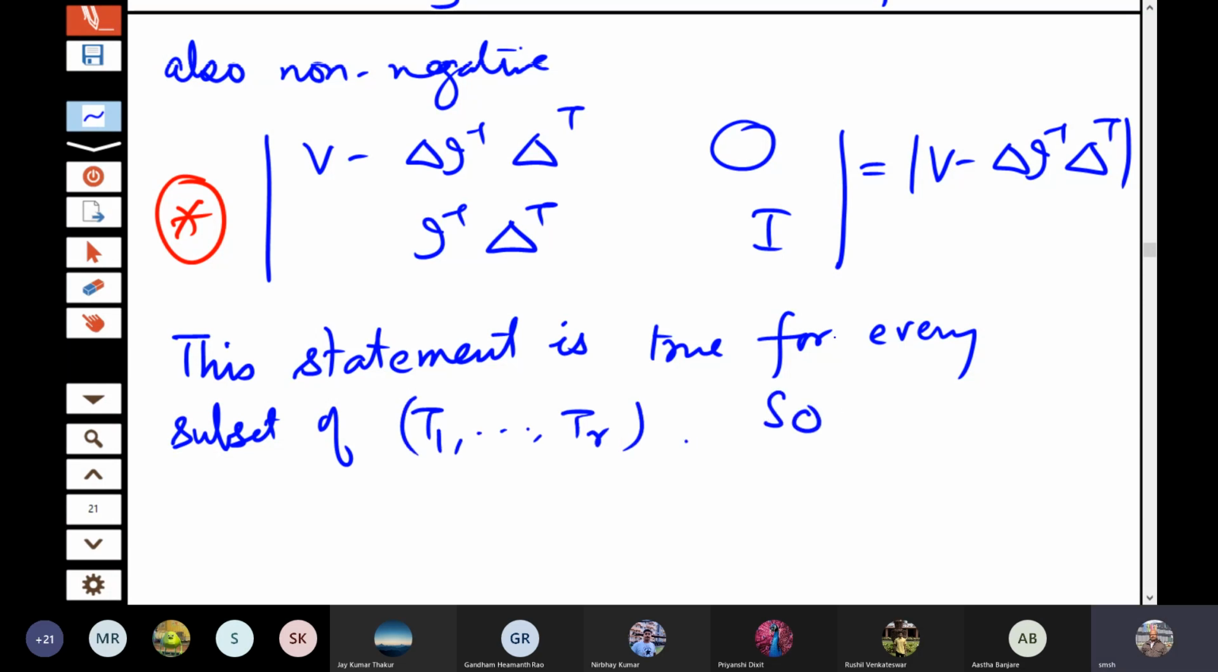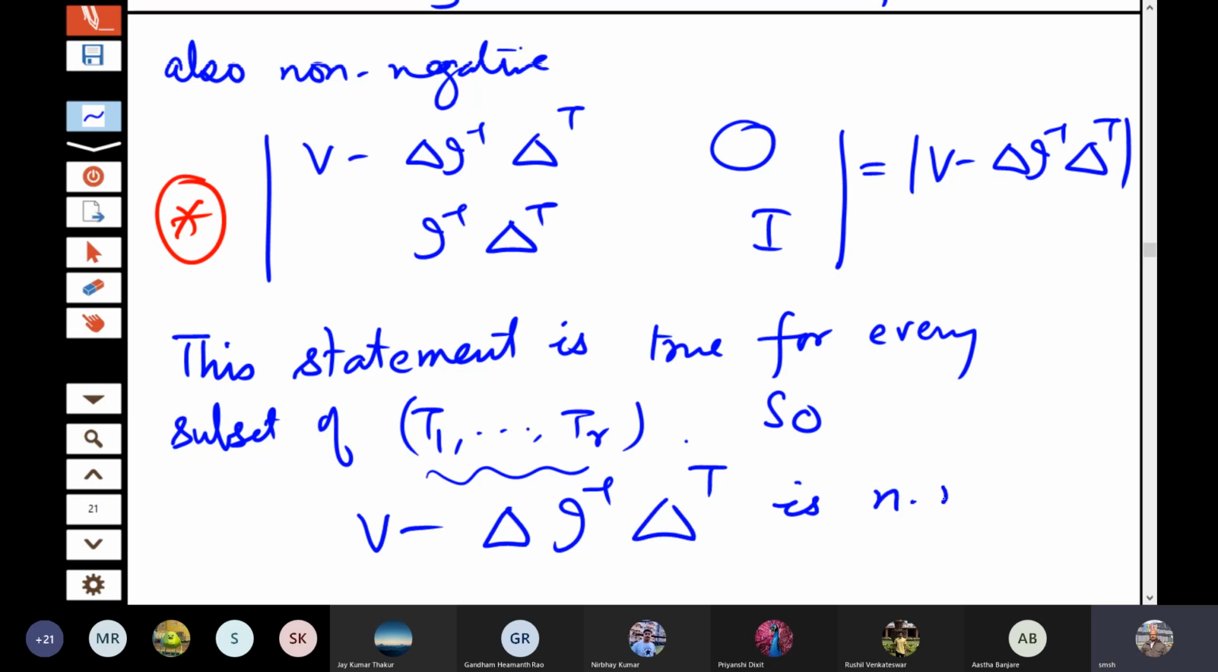So all the principal diagonal determinants will also be non-negative, because I can write it for, in place of T1, T2, Tr, I can just take T1, I can take T1, T2, I can take T1, T2, T3 and so on. The statement will remain true. Therefore, all the principal diagonal determinants will be greater than or equal to 0, which means that V minus delta I inverse delta transpose is a non-negative definite matrix, which is the primary statement of the generalization of the Rao-Cramer lower bound.